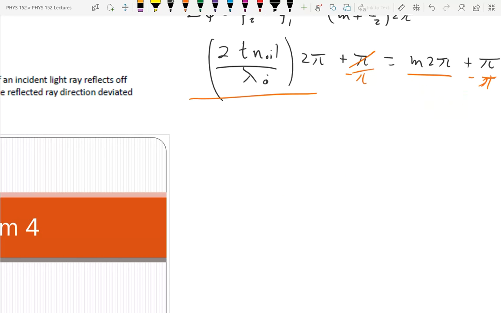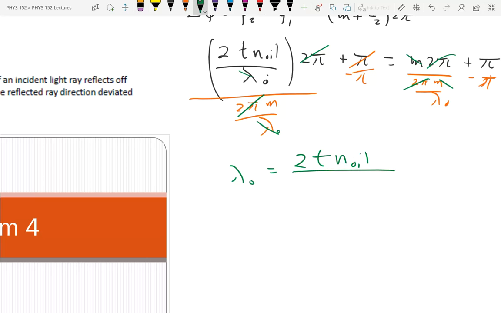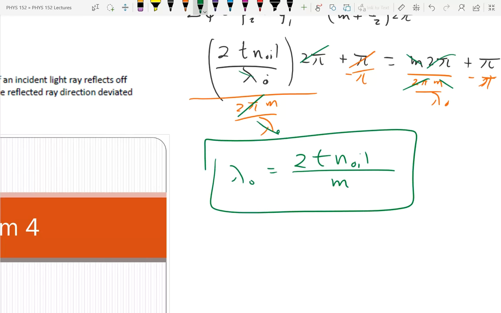Solving for lambda, I can divide everything by 2 pi m over lambda. And so now just canceling the 2 pi's, the m there, lambda there, and I have... and so that's what the equation should have been.